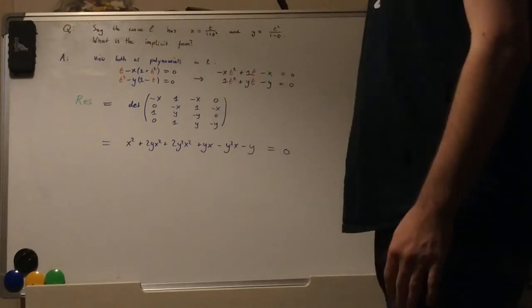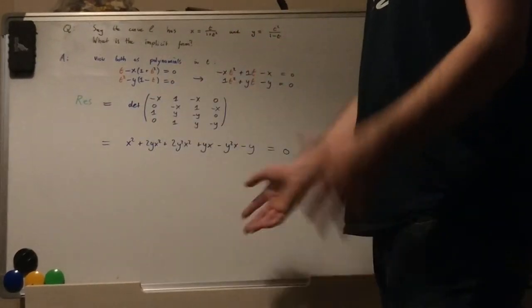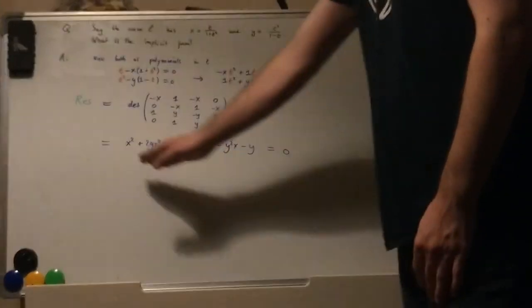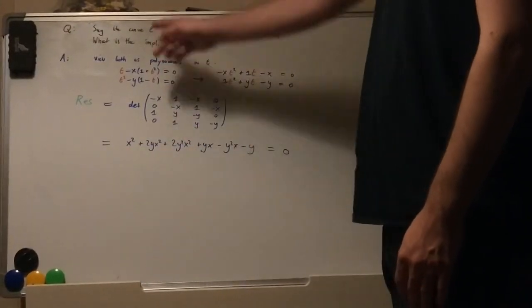And all that remains now is we just take the determinant, we plug it into Wolfram Alpha or something, and set it to 0, and then this is going to be the implicit form for the curve.